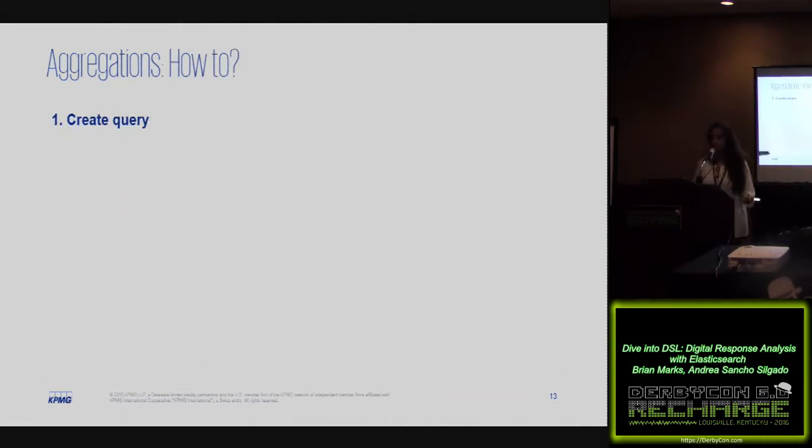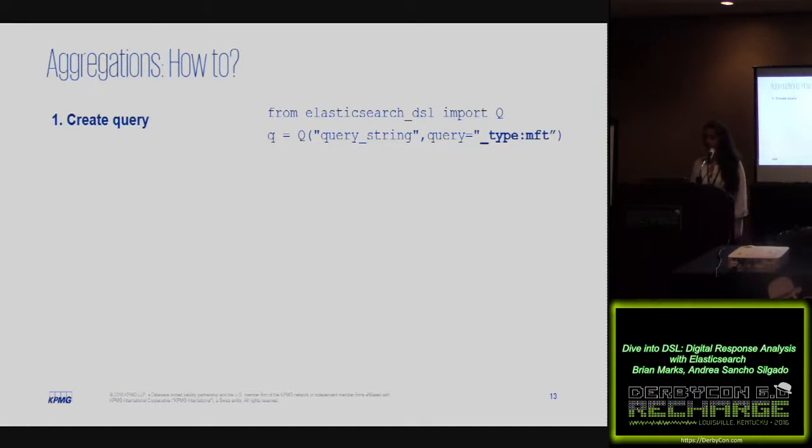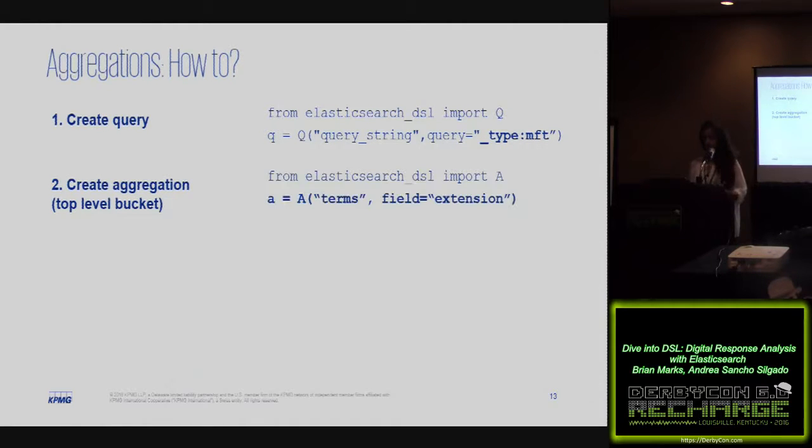So let's build one. How do we do that? We create the query. Brian already covered that pretty much. Here we're going to select all the MFT entries that we have ingested previously in Elasticsearch. So we use select type MFT. Then we're going to create the aggregation. This is going to be the parent one, the basic aggregation that is going to be inserted in our search. So we import the capital A object from the Elasticsearch DSL, and we are going to build a terms aggregation.